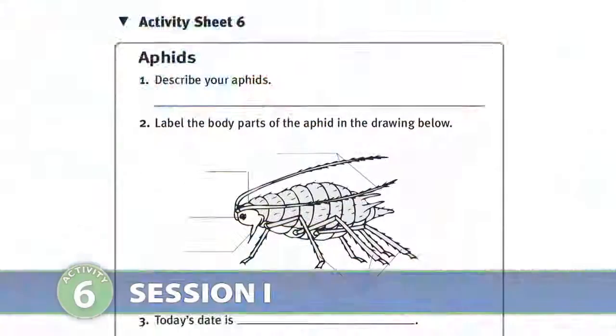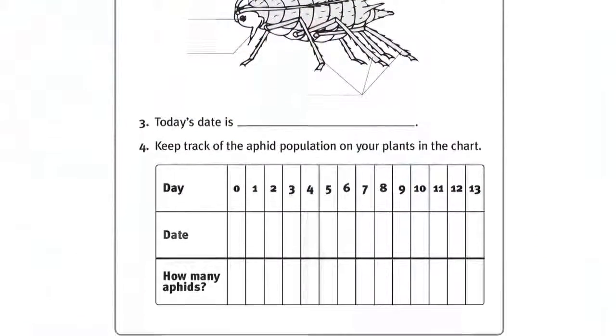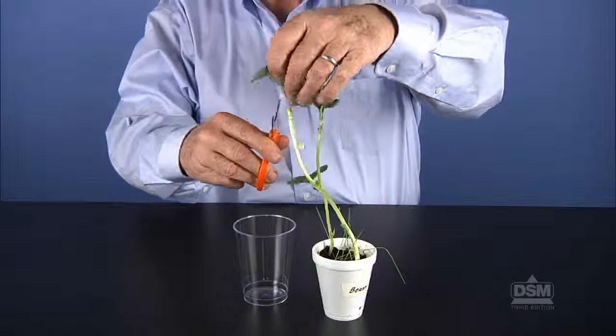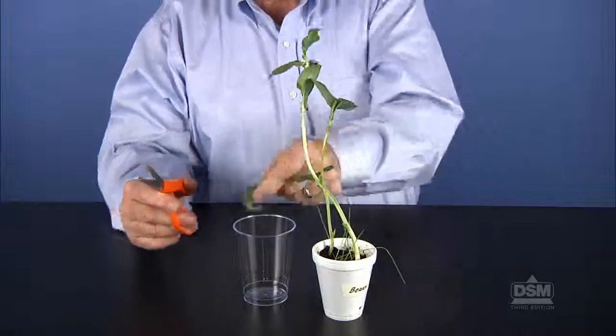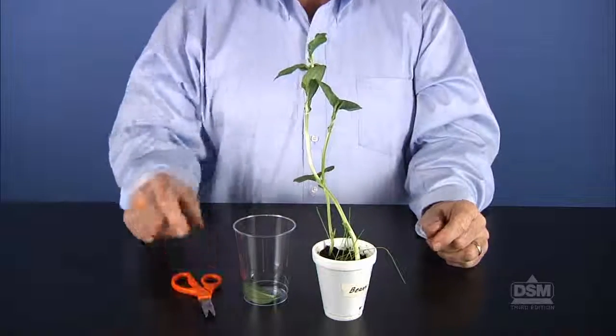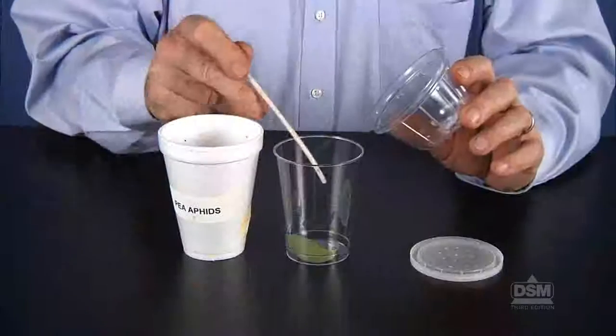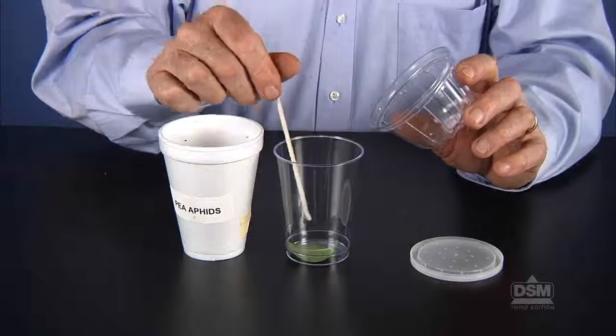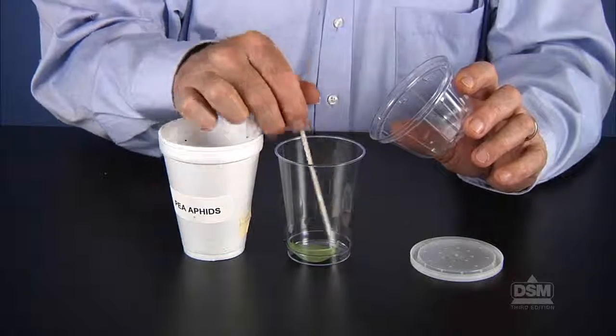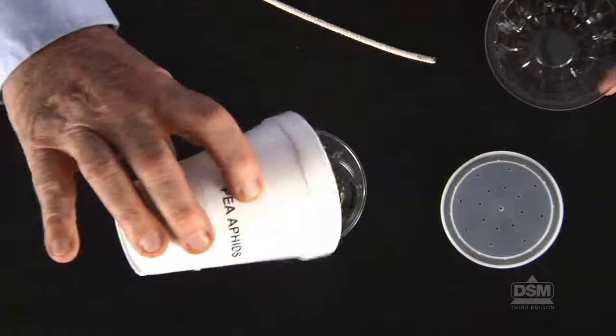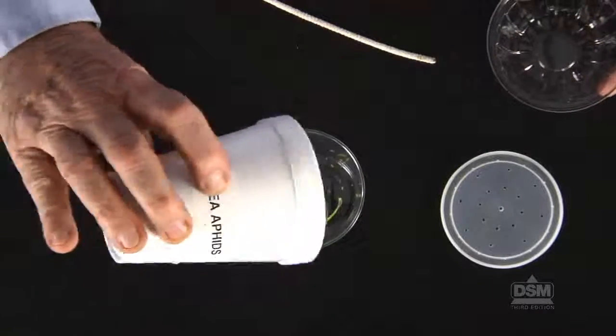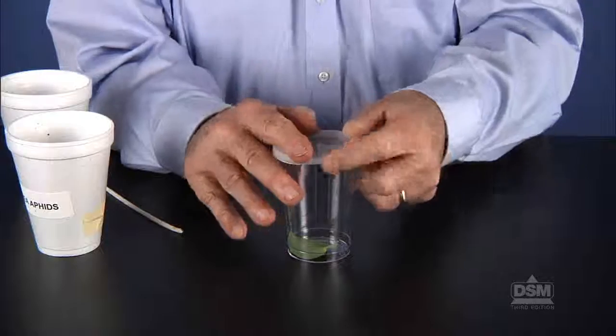To prepare for Session 1, make a copy of Activity Sheet 6 for each student. Cut leaves from the class's bean plants and place one in a 10-ounce container, 1 container per team. Transfer 5 to 10 aphids onto each of the containers by placing the containers under the plant that the aphids are on and tapping the plant gently. Place a lid on each container.